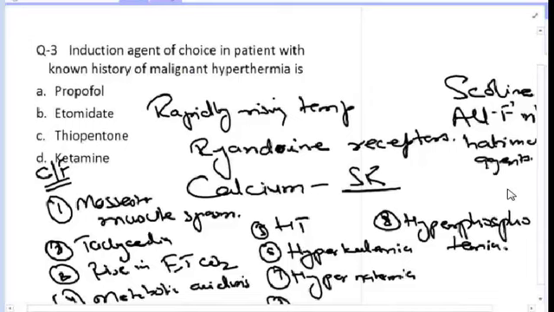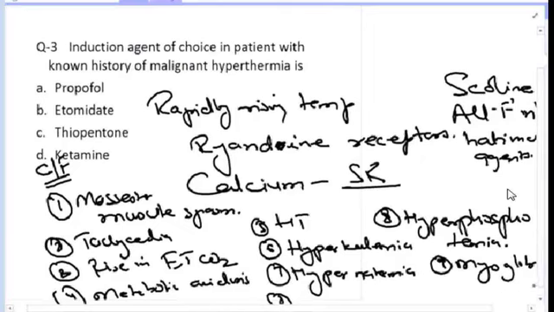Increased phosphorus levels. Then there could be myoglobinuria and renal failure. And rise in temperature. Now, rise in temperature which occurs in malignant hyperthermia is a late sign. It is not an early sign. It is a late sign.